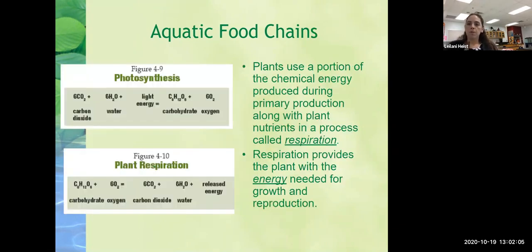Now, once they've made the food, they need to be able to break it down in order to release the energy inside. And so in order to release energy from the food, so the sugars, the glucose, if you remember from freshman biology, they have to go through cellular respiration to get the energy they need for growth and reproduction.